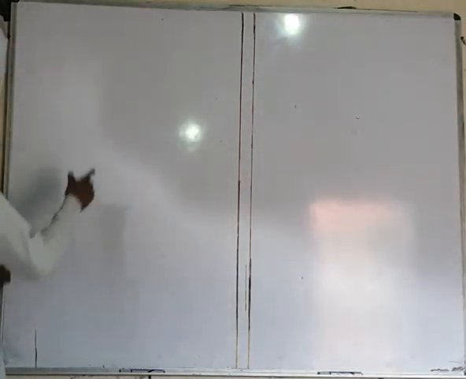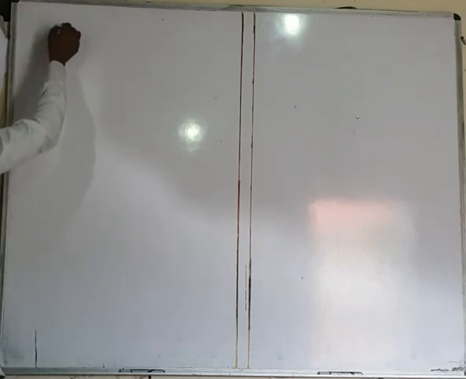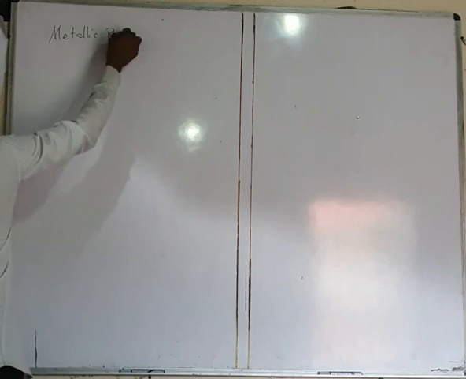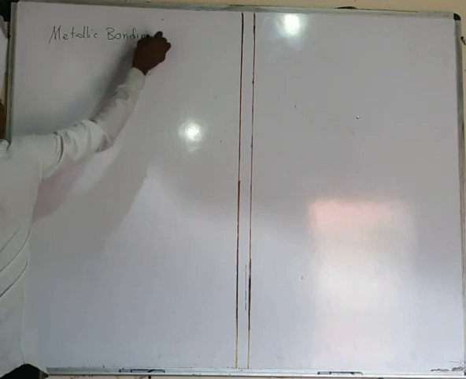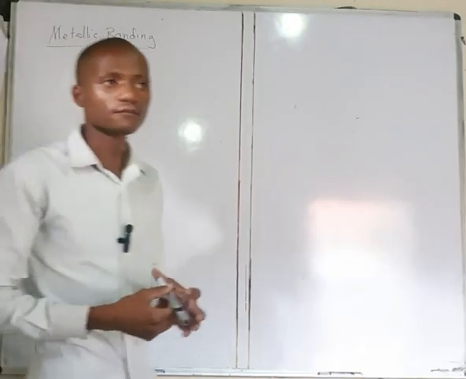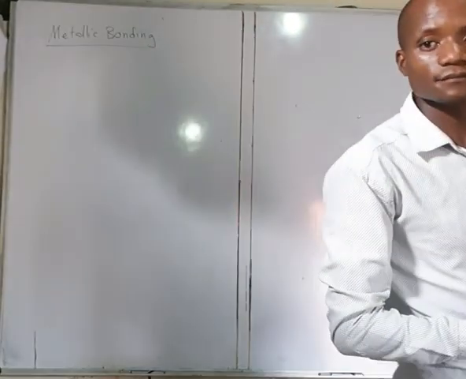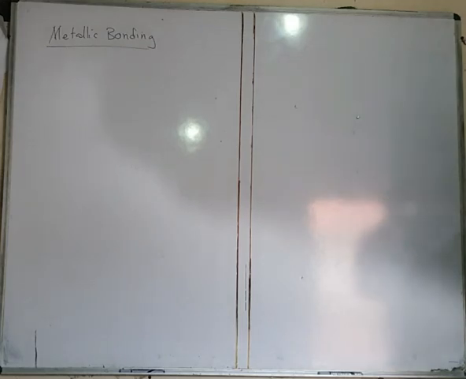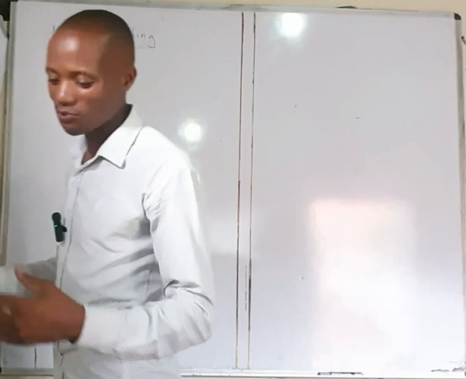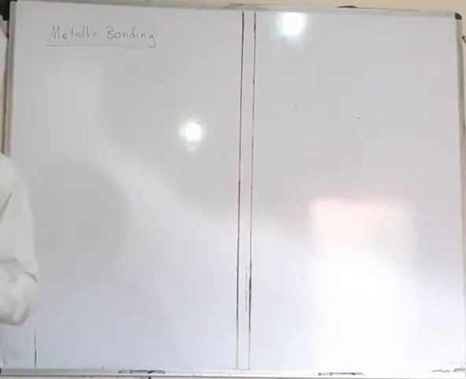Metallic bonding. What do you think is metallic bonding? Metallic bonding is the type of bonding which exists within a metal. A lot of people make a mistake there. They will say between metals. It's not between metals. It is within a metal.